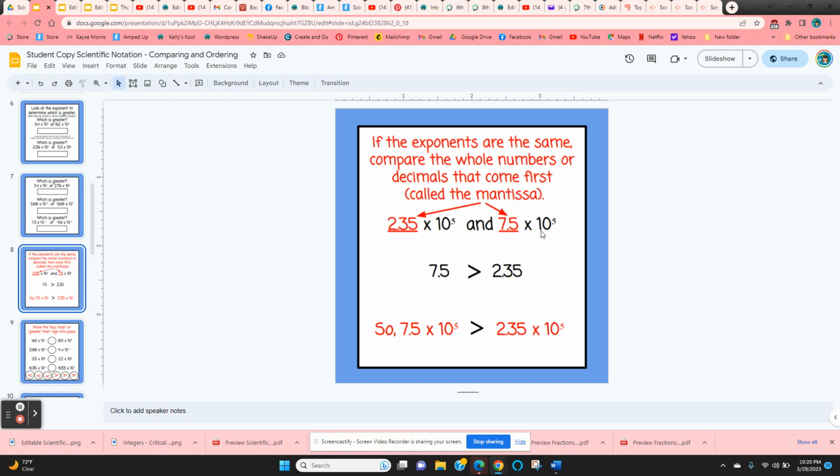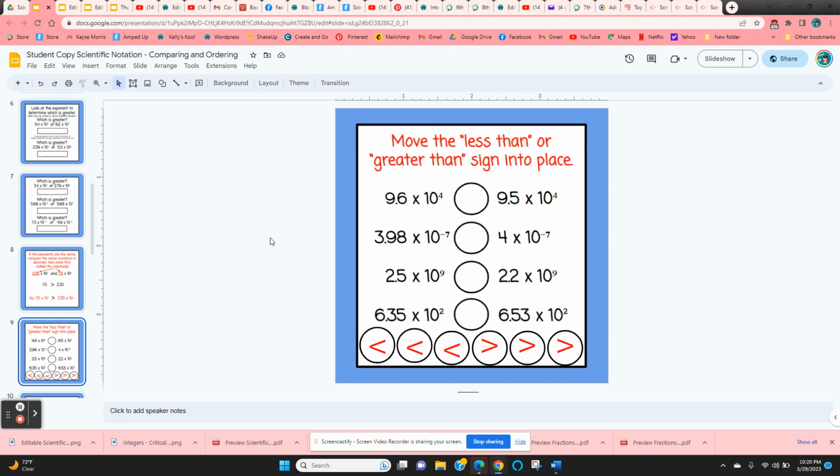If the exponents are the same, then we want to look at what we call the mantissa, and which one is larger. Now they're going to be moving these circles into place, less than or greater than. So to move them, all they need to do is click on the edge, click and hold, and then they can move them into place.